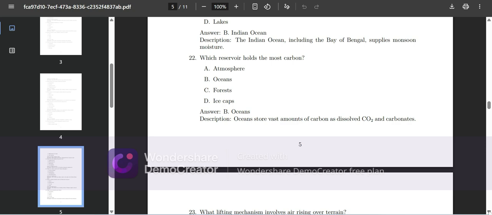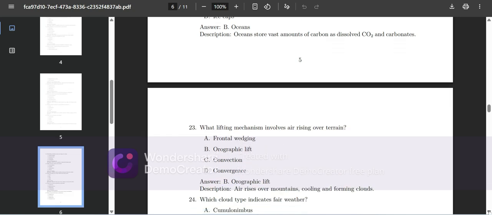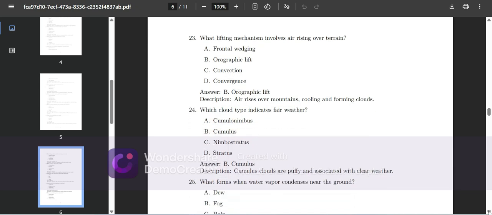Which reservoir holds the most carbon? Oceans. Oceans store vast amounts of carbon as dissolved carbon dioxide and carbonates. What lifting mechanism involves air rising over terrain? Orographic lift. Air rises over mountains, cooling and forming clouds.